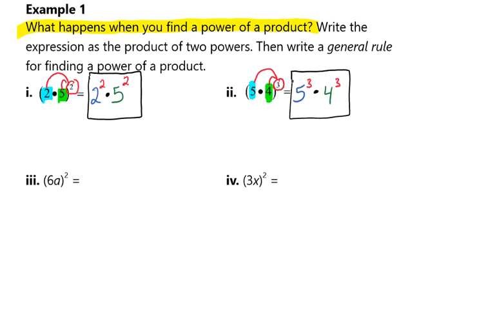For number 3, we have 6a raised to the second power. So I'm going to have you try this one on your own. So go ahead and push pause. When you're done, push play, and let's see if you were right. So here we have a 6 and an a. We have two different bases. So our 2 will distribute to both, which will give us a 6 squared times an a squared.